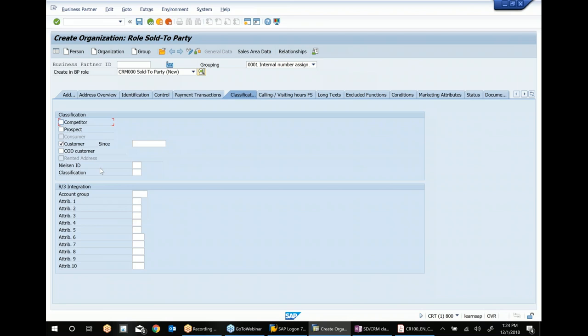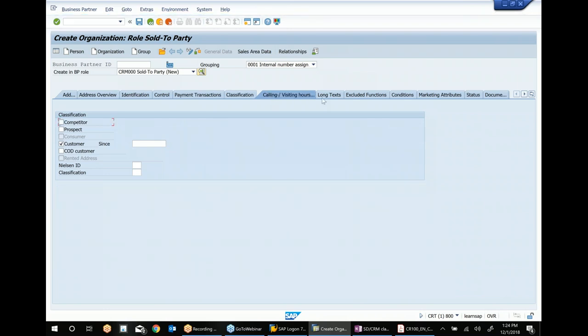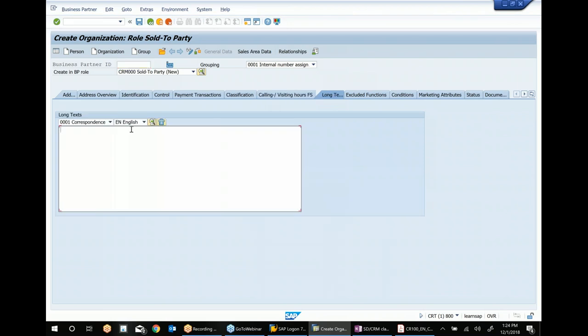And here, if you want to integrate with R3, you can integrate with R3 account group. When you transfer this data to R3, in R3 you have an account group. You have to specify what account group it is. Calling hours. You can define, you know, long text. Any kind of comment you want to type.